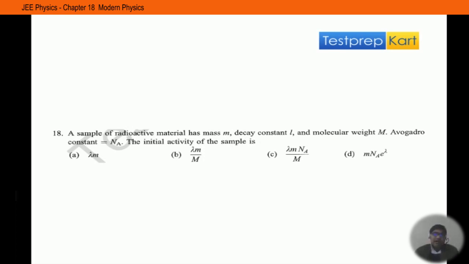Next is, a sample of radioactive material has mass m. Its decay constant is lambda. Molecular weight is M. Avogadro number is Na. What is the initial activity of the sample? The initial activity A0 is always written as the decay constant multiplied by the initial number of atoms. So this is lambda. First we need to calculate the number of moles. The number of moles is the mass of the material divided by its molecular mass, and the number of atoms can be estimated by multiplying by Avogadro number. So the initial activity is lambda m Na over M. So choice C is right.